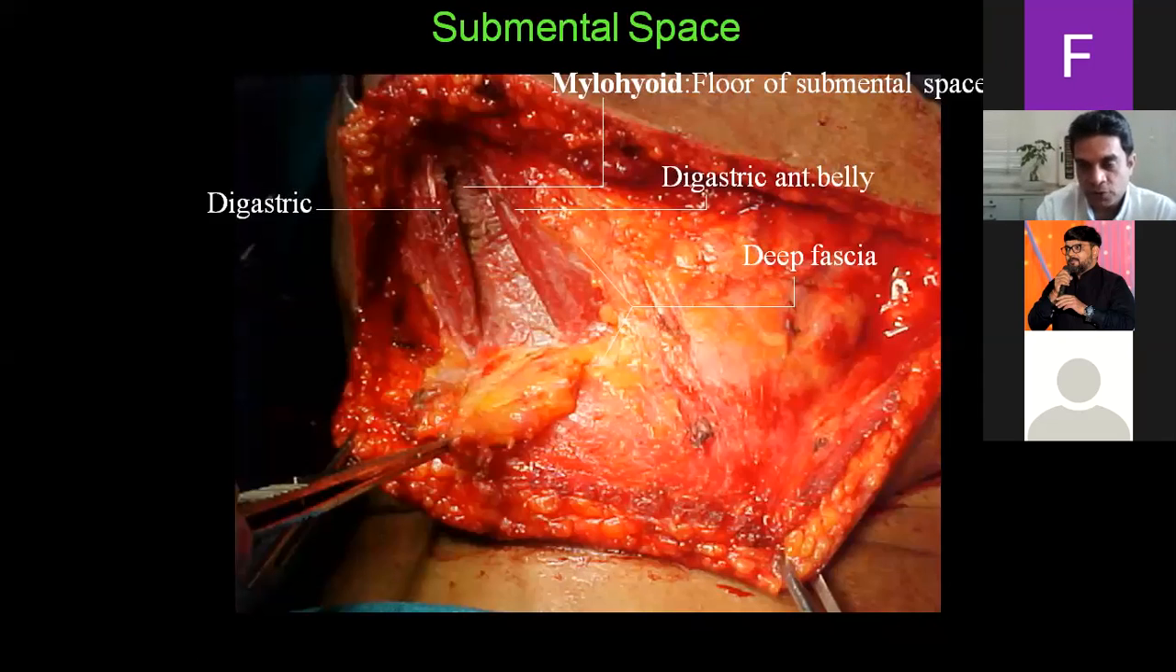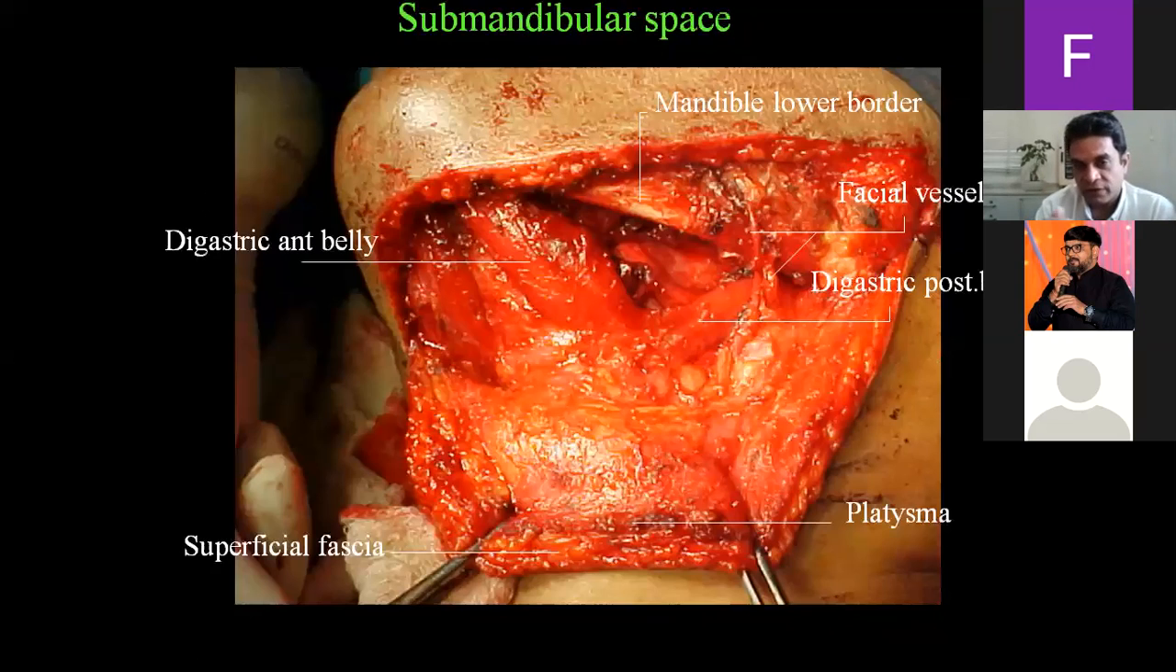Then when we go posteriorly, we enter the submandibular space. When we remove the fascia and the loose connective tissue over the digastric, both bellies of the digastric, we enter into the submandibular space, which is lined anteriorly and posteriorly by the anterior and posterior bellies of the digastric, and superiorly by the lower border of the mandible.